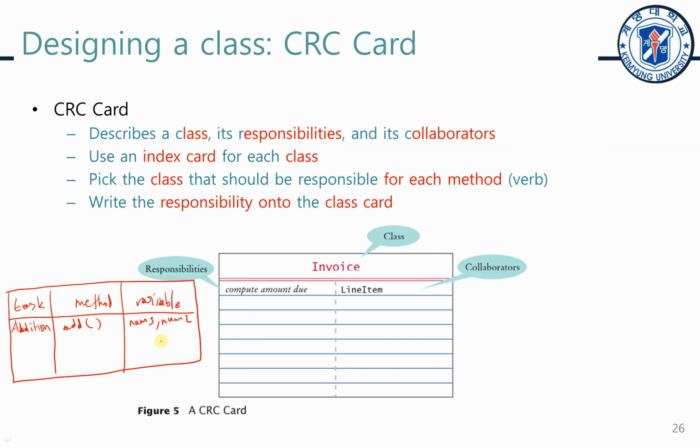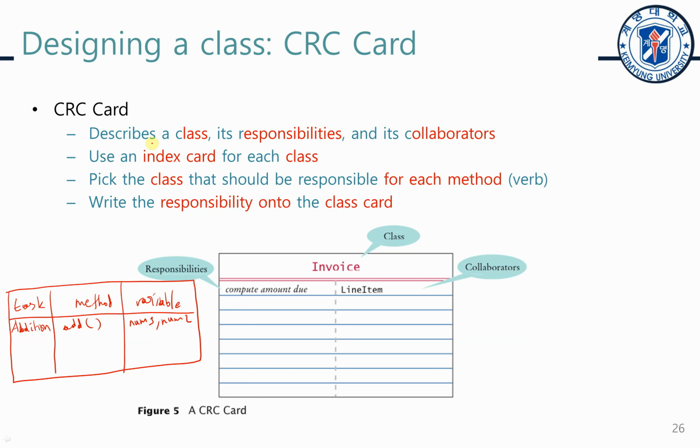This is how we design the properties of that class. But how about the relationship of those classes, or the association of those classes? We can use the CRC card.